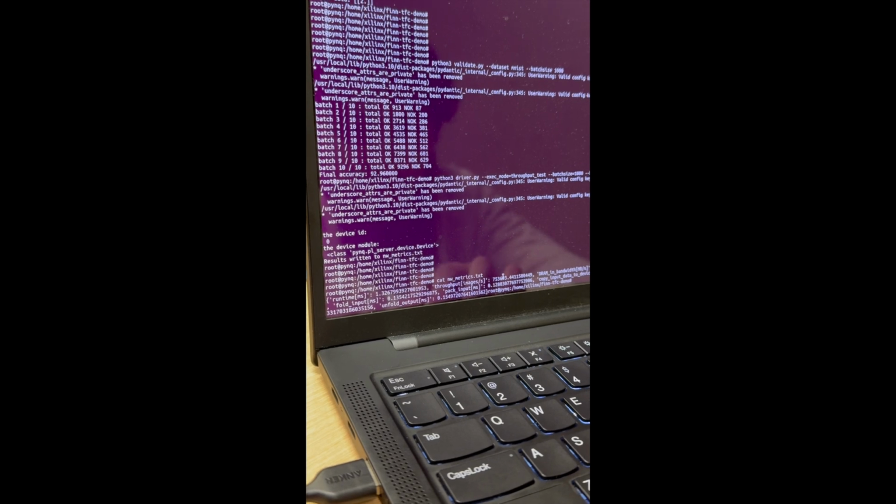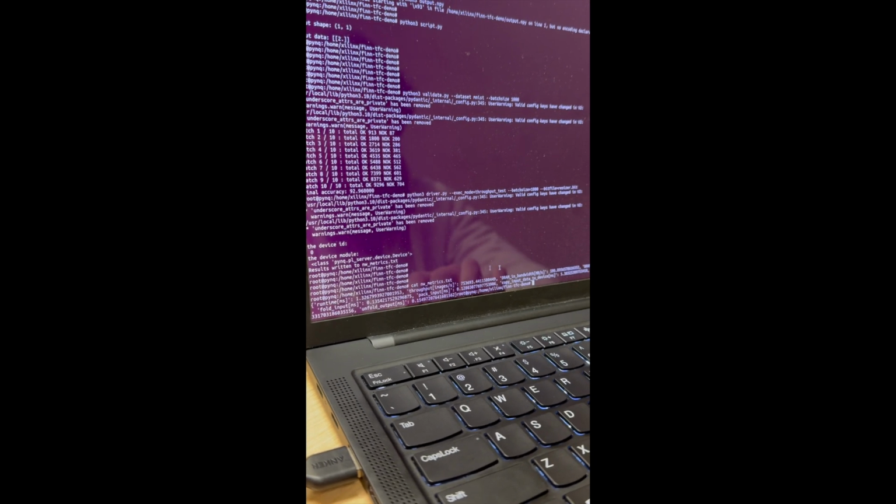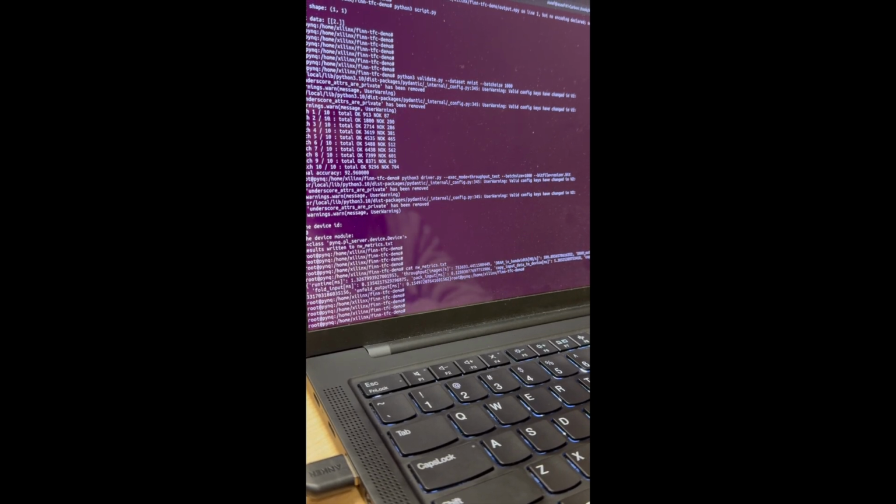And yeah, that was honestly really solid. That's a lot of images per second. And so as we can see, the model's performing really well on the actual board.